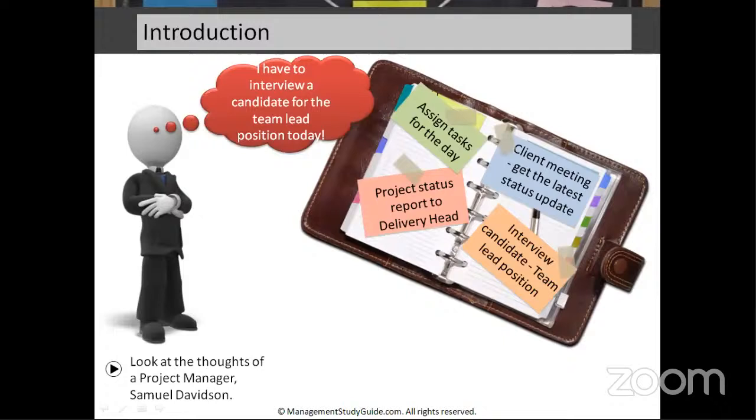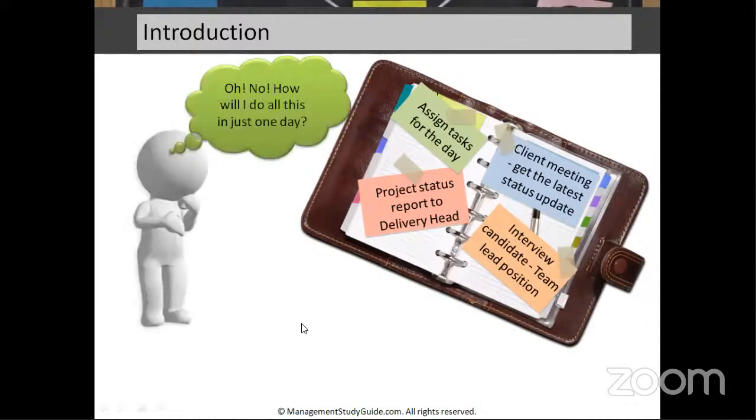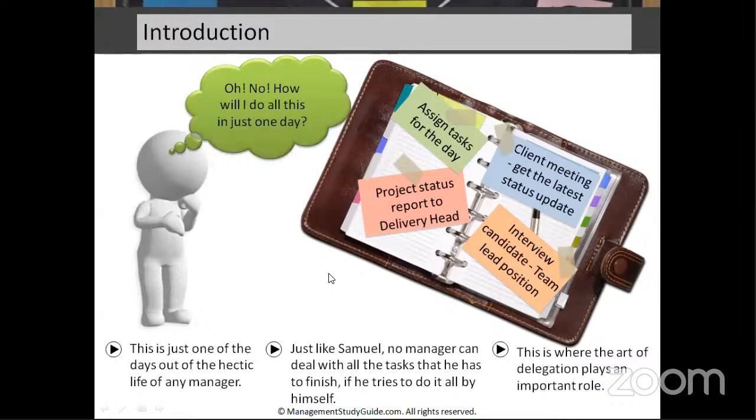Let's quickly look at this little case study, and then we proceed. I have to interview a candidate for the team lead position today. Assign tasks for the day, project status report to delivery head, client meeting, getting the latest status update, interview candidates, team lead position. Now, let's look at the thoughts of the project manager, Samuel Davison, who is going to be doing all of this. Okay. Oh no, how will I do all of this in just one day?